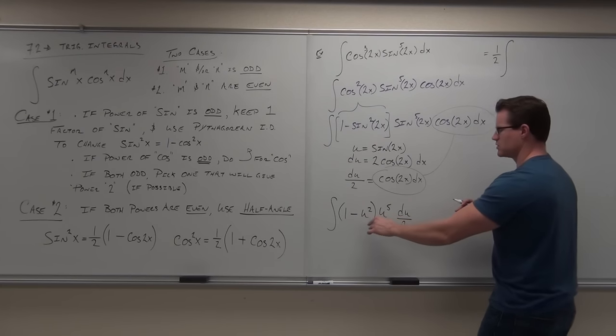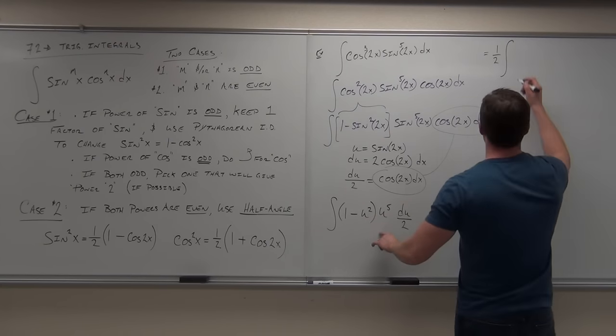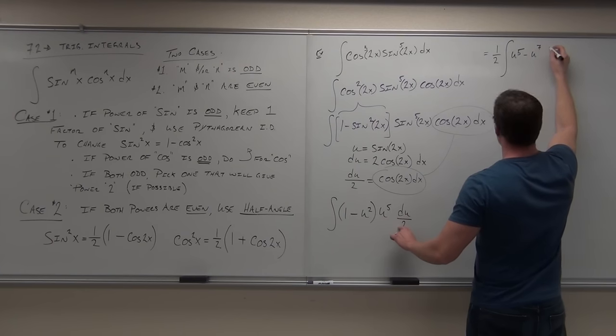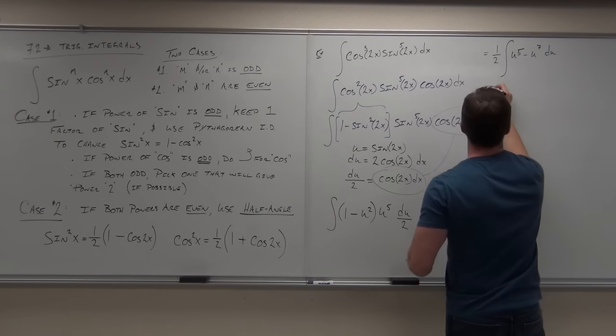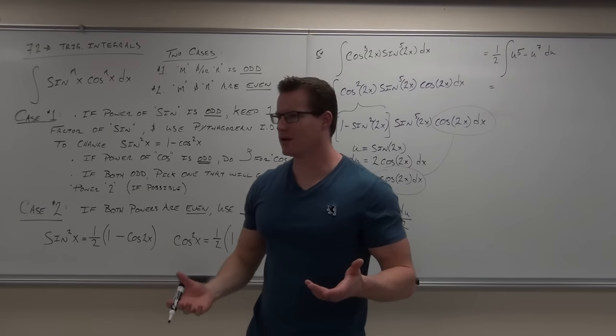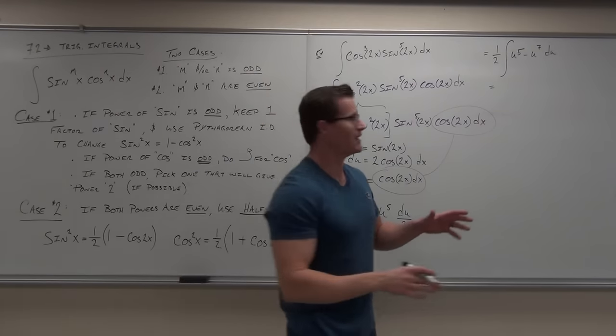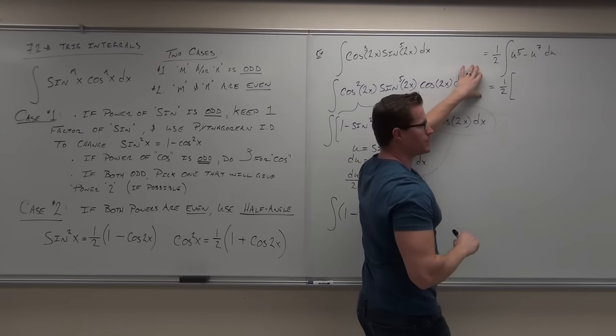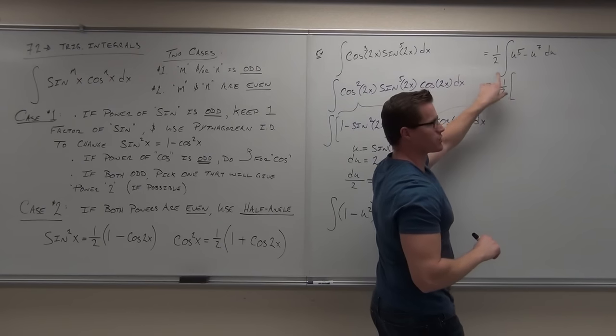Now we can do our distribution. And get u to the 5th minus u to the 7th du. Man, that's like the first type of integral you saw in Calculus 1. That thing is easy. We get a 1 half. Put your bracket there. Don't let yourself make a mistake of not distributing this later.